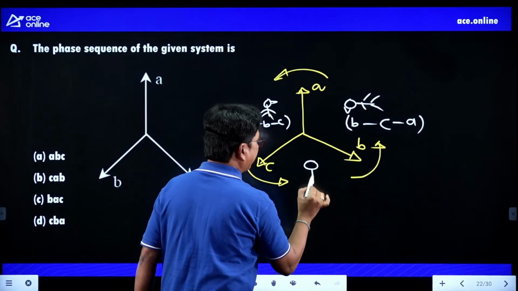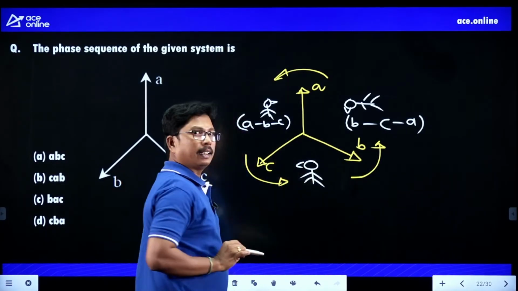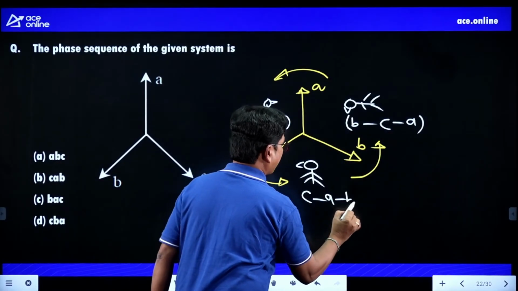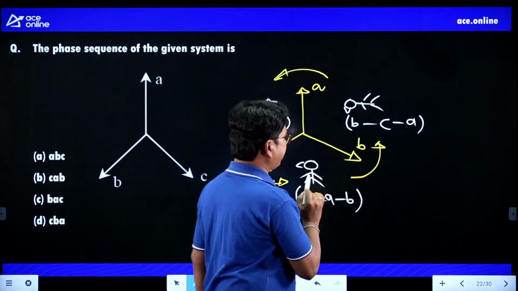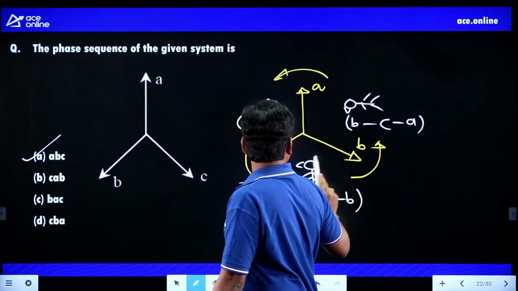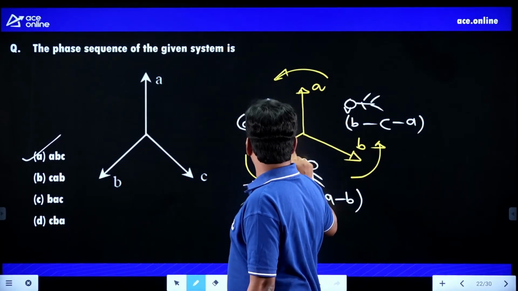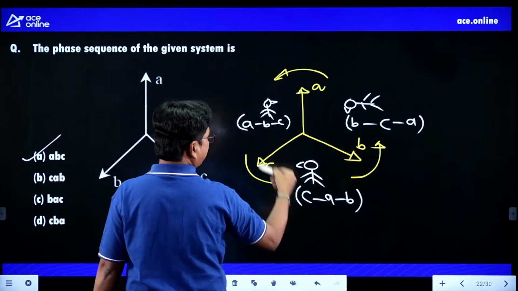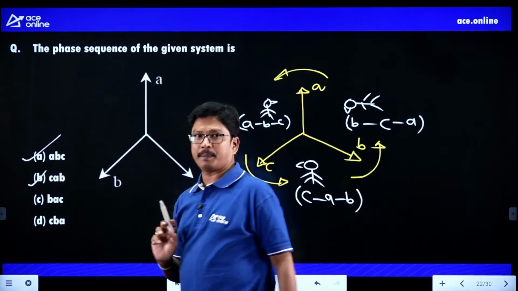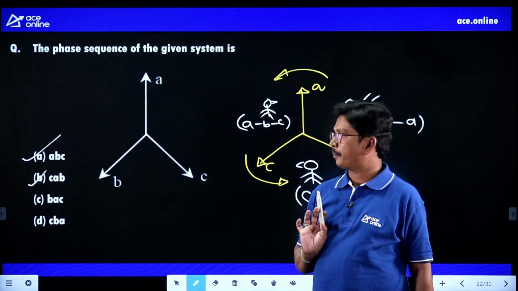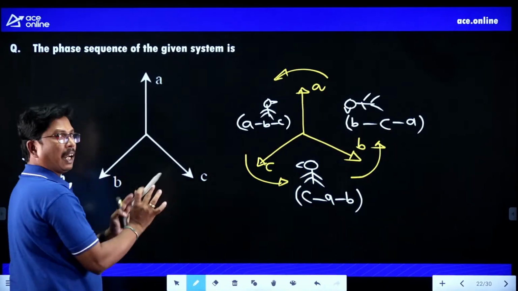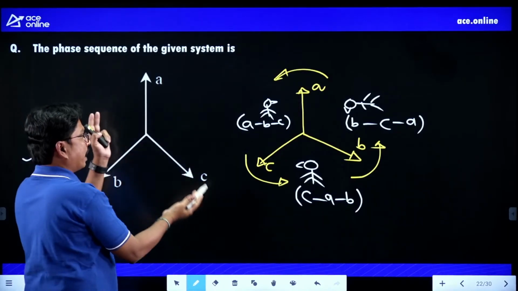If the same person is standing here and looking like this, C comes first, A comes next and then B. So ABC, BCA and CAB are all the same. ABC and CAB both are the same. Right? Next one. Suppose we are rotating anti-clockwise also in the reverse direction.